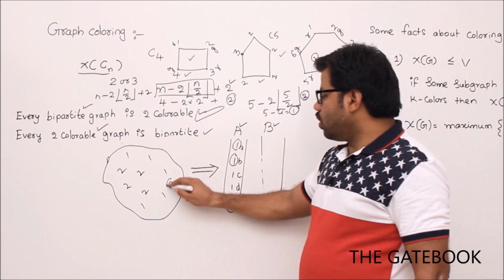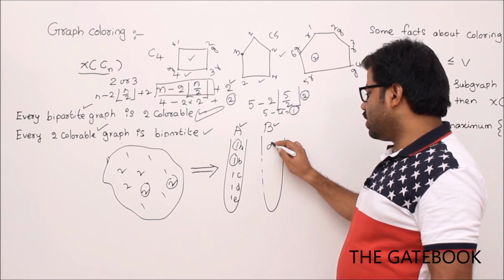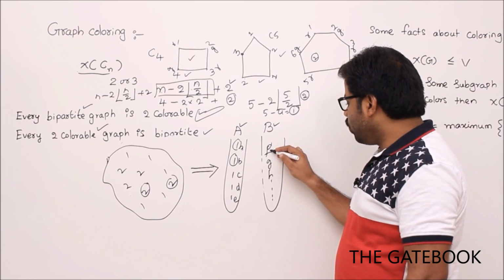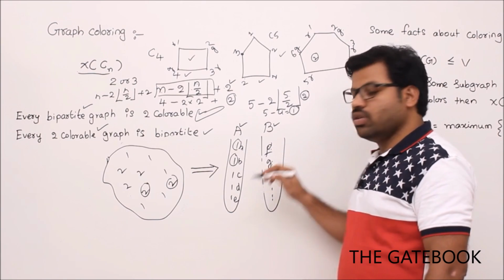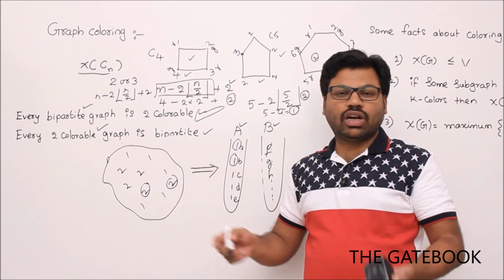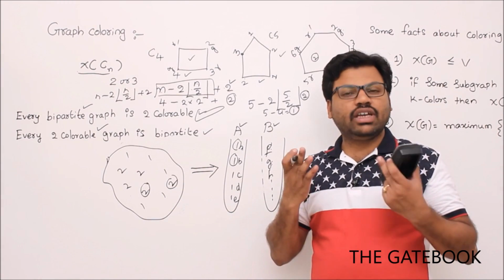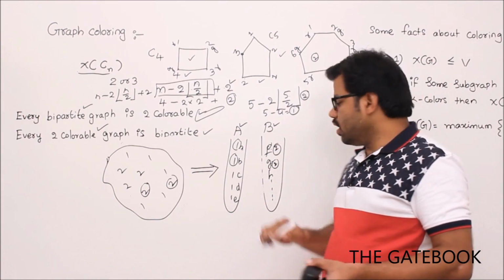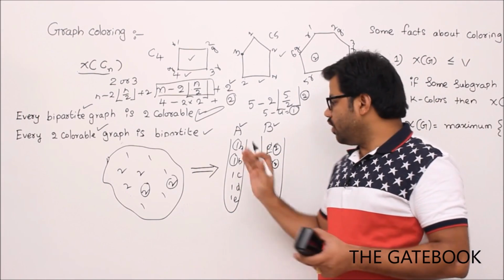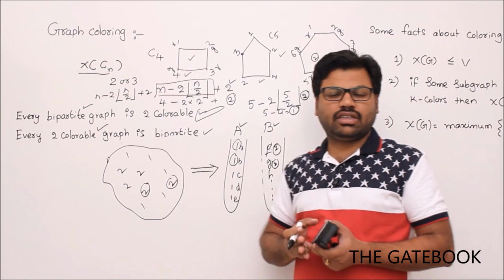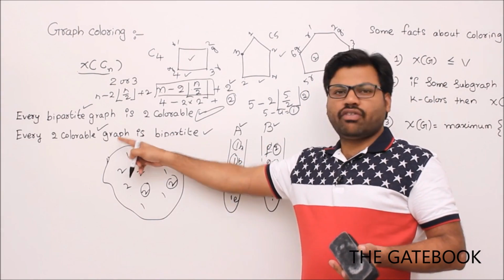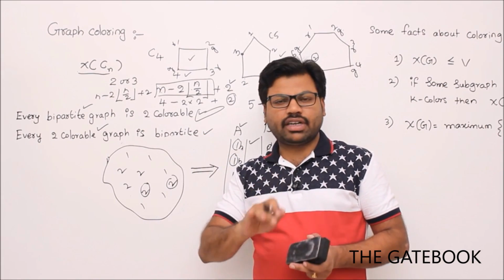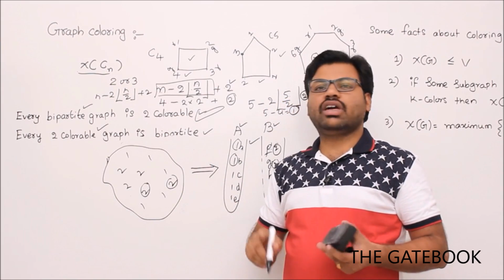Now all the color 2 vertices can be kept in another partition, like maybe F, G, H, I, J, and so on. Again, I can prove that there is no adjacency between these two. If there is adjacency between any two color 2 vertices, then how can we give the same color to them? That is impossible. That's why they don't have any edge between them. Then we can keep in another partition. That's why every two colorable graph can be partitioned like this. So finally we prove that every bipartite graph is two colorable and every two colorable graph is bipartite.